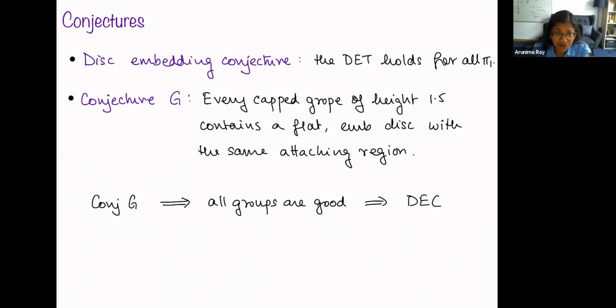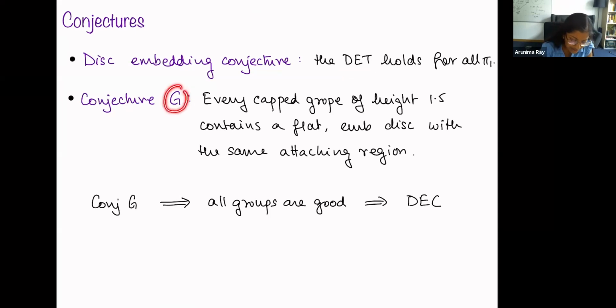So I wanted to spend some time talking about conjectures in this area. This really is just about, in this Freedman-Quinn machinery, in this world, what are some big things that are left? So I hope I've convinced you that the disc embedding theorem is a big deal. And the disc embedding conjecture is that it holds for all fundamental groups. Okay, so we don't know that. We only know that it holds for good groups.